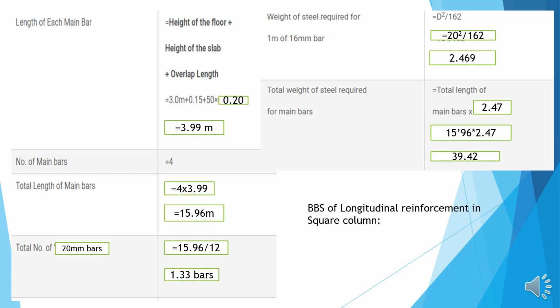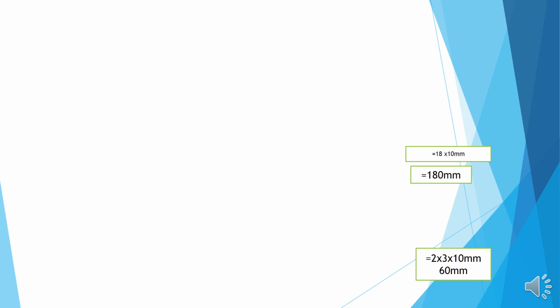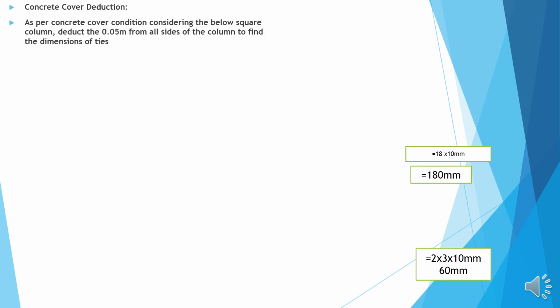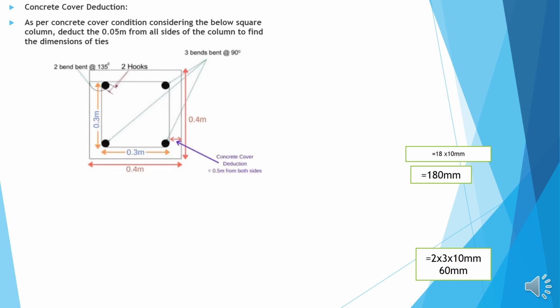Now, we discuss the stirrups. Concreting cover deduction: as per concreting cover condition, considering the below square column, deduct 0.05 from all sides of the column to find out the dimension of the ties. Here you can see the column. This is 400 mm, the column outer, and the reinforcement outer is 300 after deducting 50 mm for the cover.